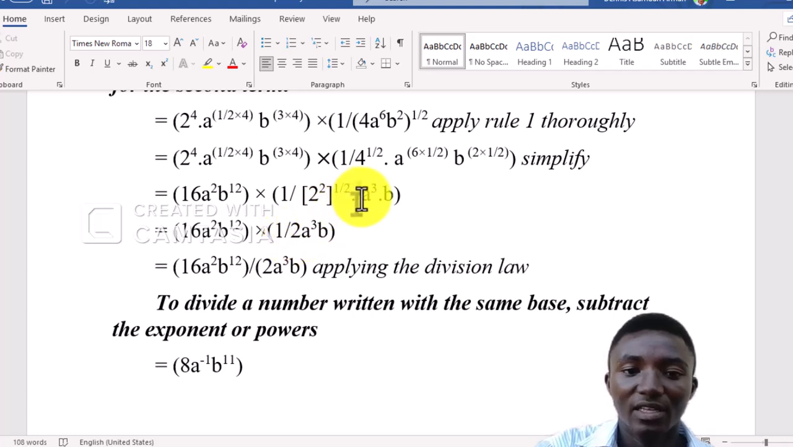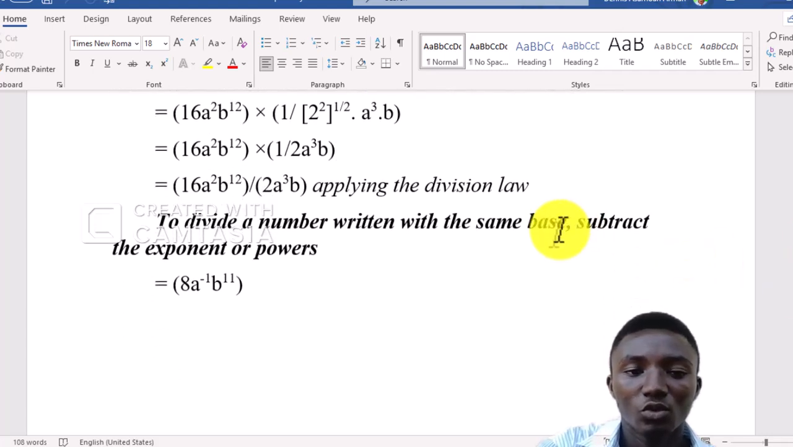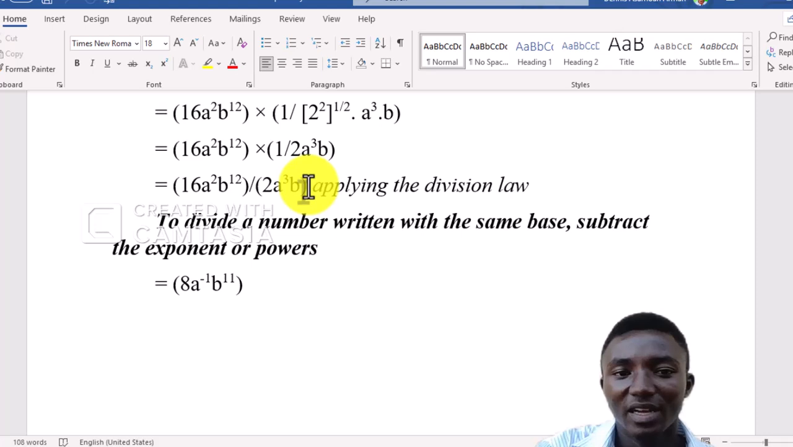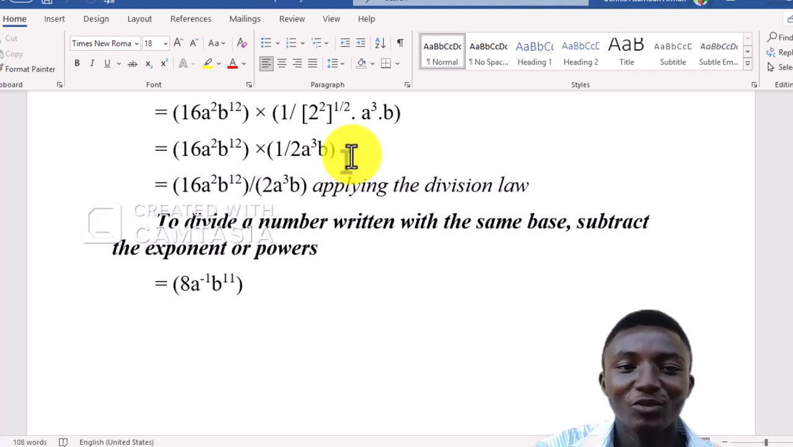And still we have a here. So we have a raised to the power what? 3, then constant b. Alright, since we have our expression like this, what we need to do is, can you pause the video and tell me the answer? Can you tell me what we need to do at this point? We've reached this point. What do you think we should do next?